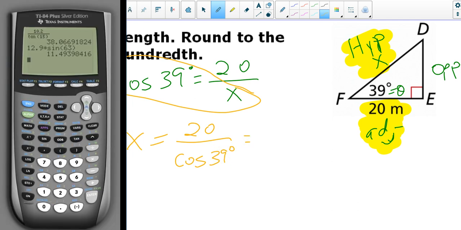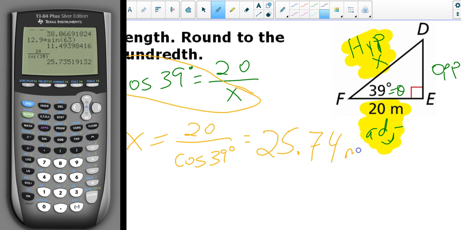Grab the calculator, and we can do this with alpha y equals, the fraction form. You could just press the division sign. That doesn't matter. Some people just like to make sure that it looks just like it does on the paper, and that's just fine. And we get 25.735. It says to the nearest hundredth again, so we'd go 25.74. The label on that is meters, and I am done with this problem.